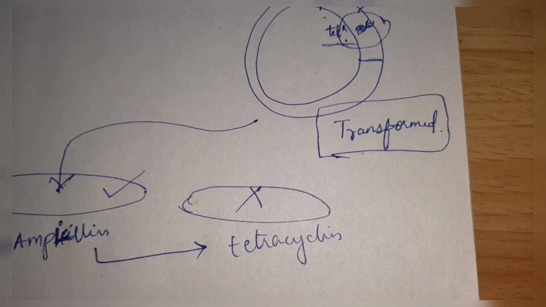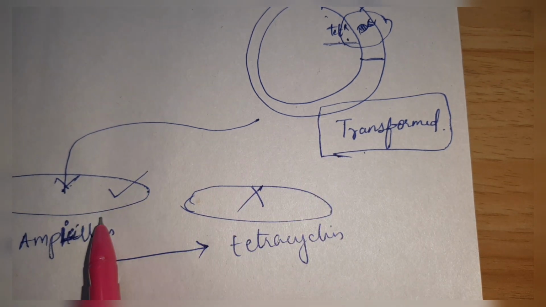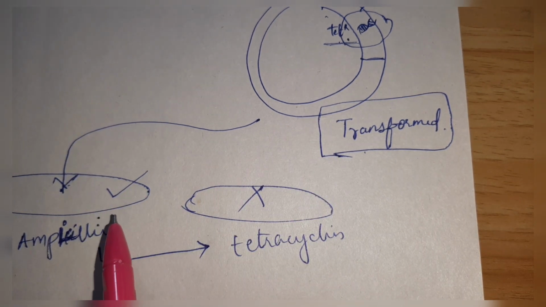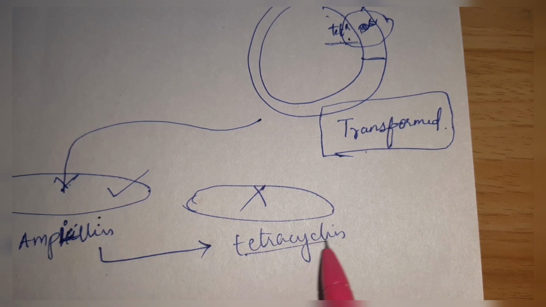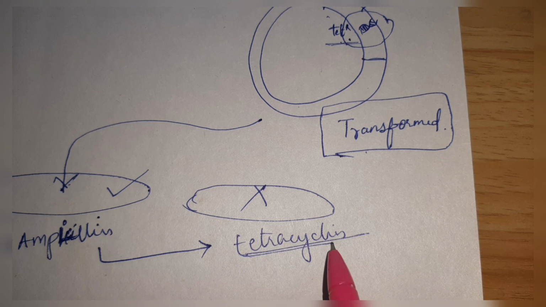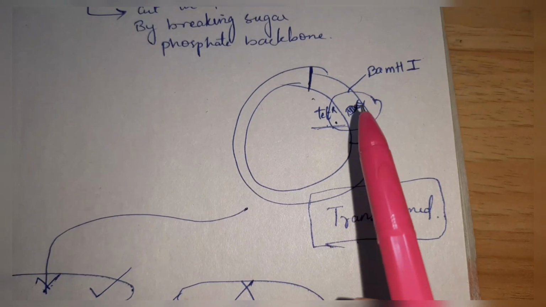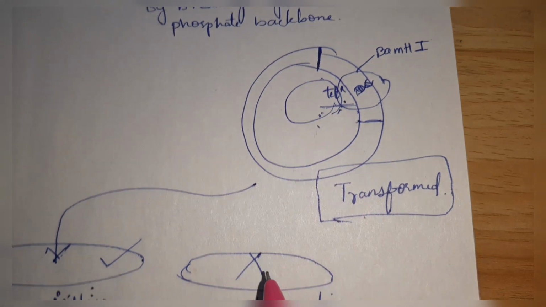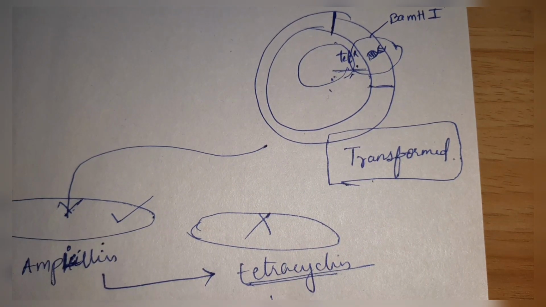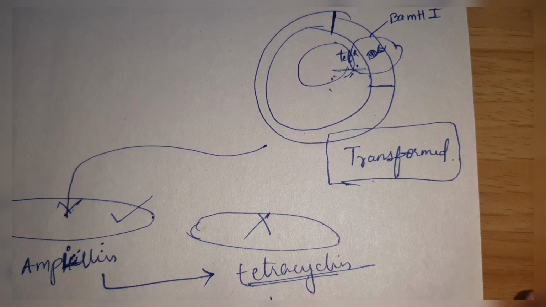If we want to know whether it is transformed or not, first we will grow it on the ampicillin medium. If it is growing, then we transfer it back again into tetracycline medium. If it does not grow in tetracycline medium, it means there is a DNA inserted in the tetracycline resistance gene which is preventing its growth in the tetracycline medium. So I hope you understood this statement.